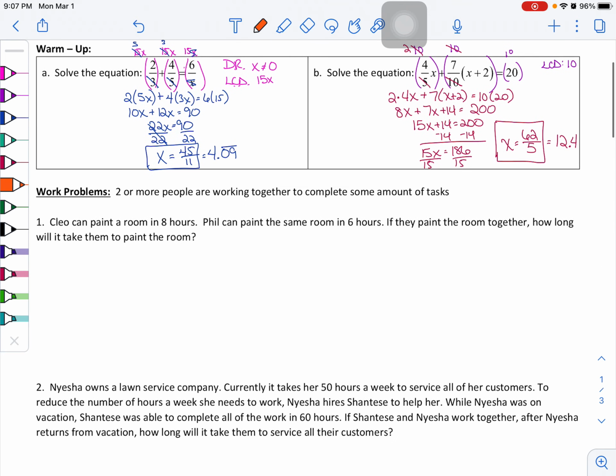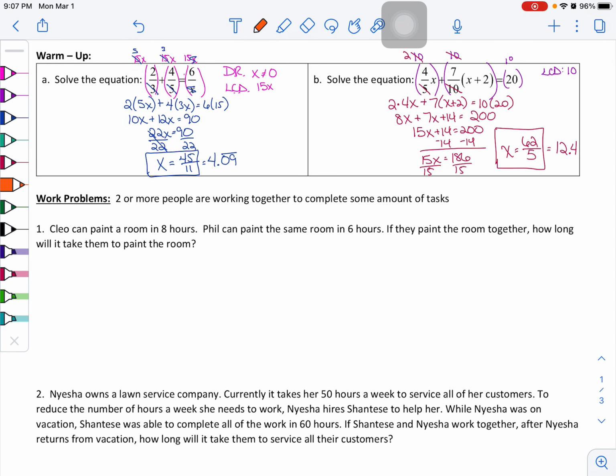So those are the solving rational equations that we've been doing for a couple of days now. Now what we're going to get into are some work problems. And for work problems, you have 2 or more people that are working together to complete some amount of tasks. And the one thing that I want you to recognize, and I'm going to put this off to the side here, is we're going to constantly be talking about rate.